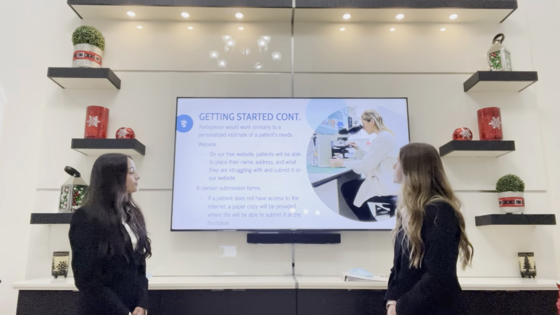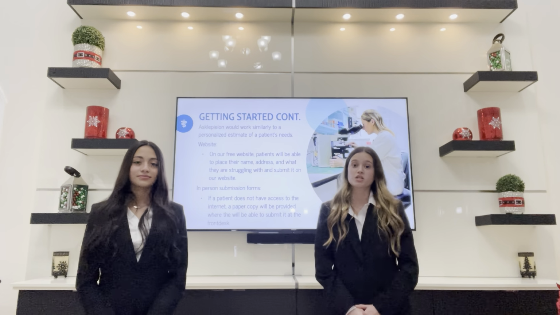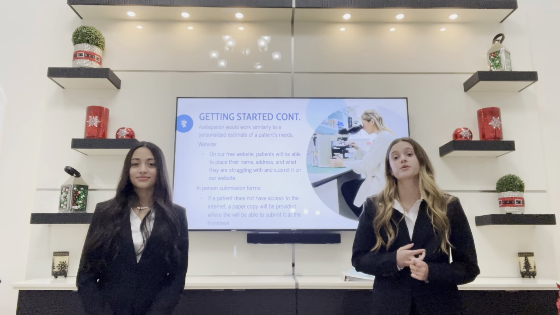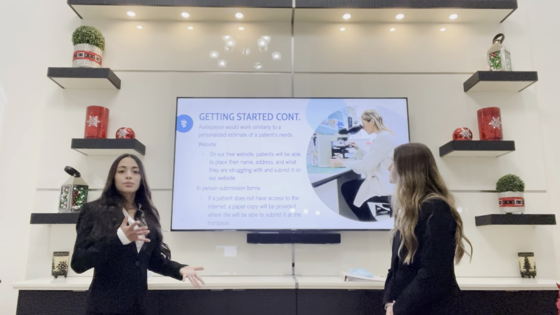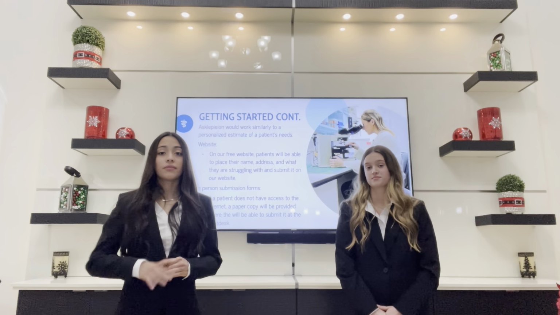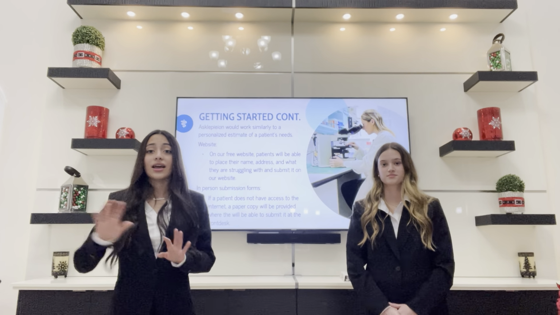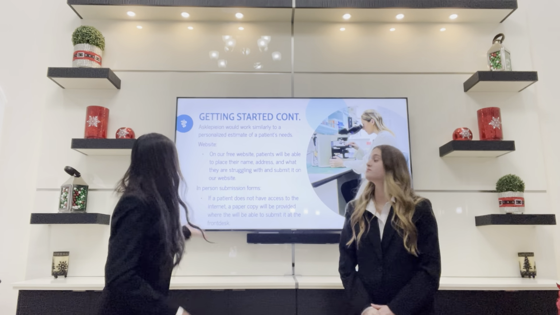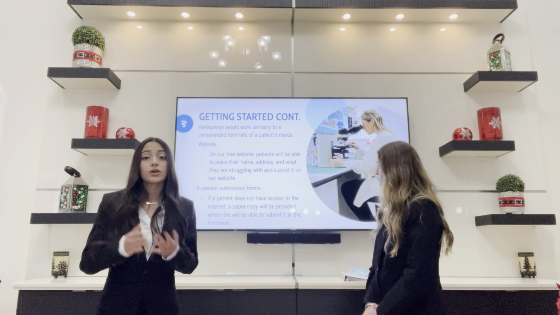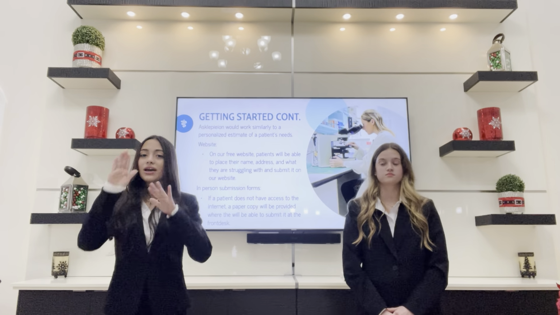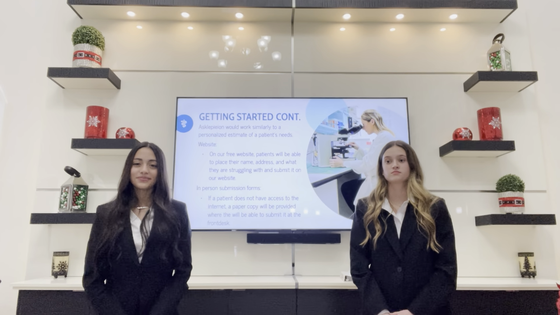Asclepian would work similarly to a personalized estimate of a patient's need. We'll have a website and in-person submission forms at our office. The website would work pretty much as they would say their name, their address, and whatever they need and submit it. And as soon as possible, we will get back to them. The in-person submission form will work the same, but you would submit the form in person, and everything else would be the same.